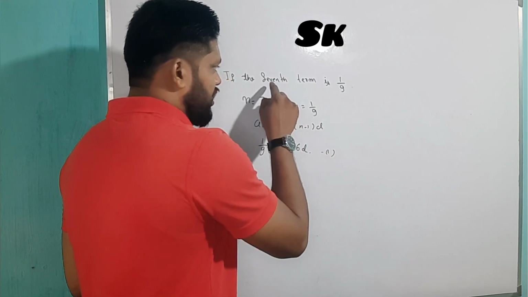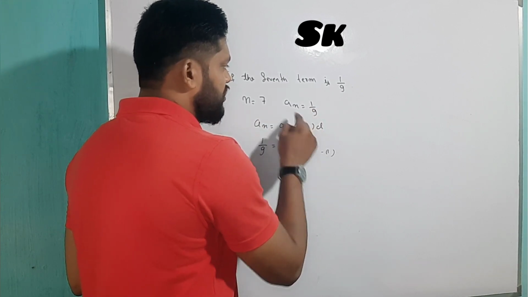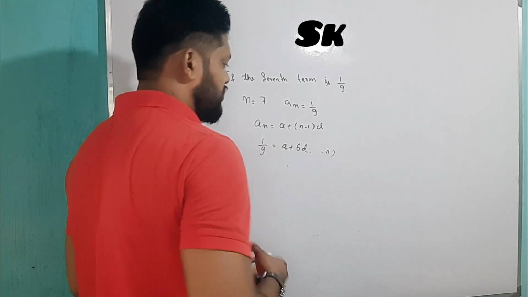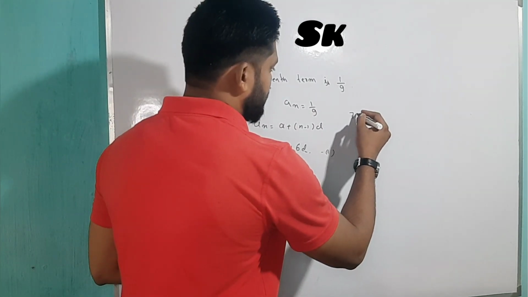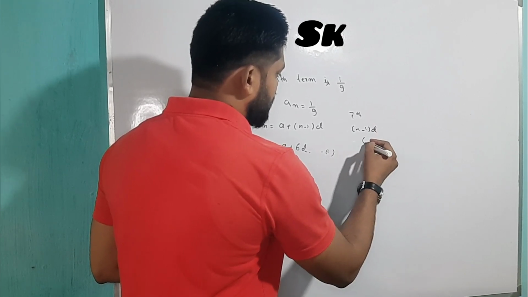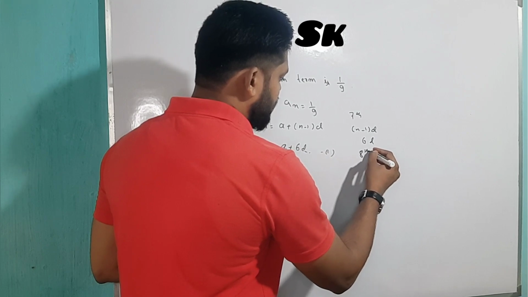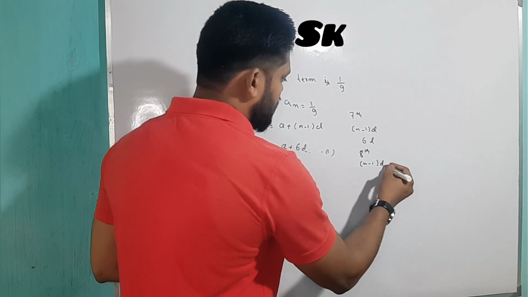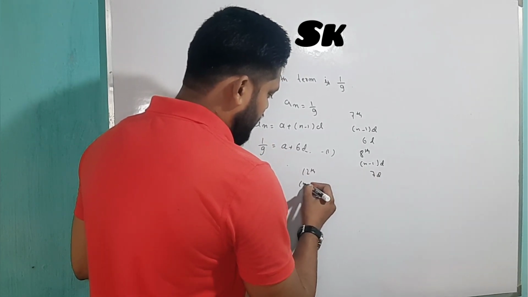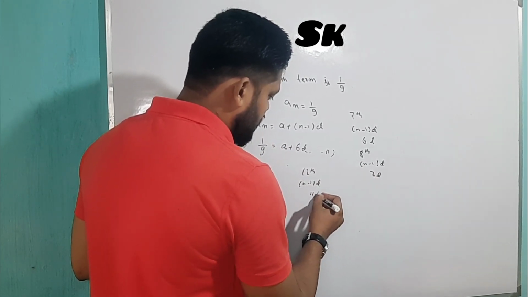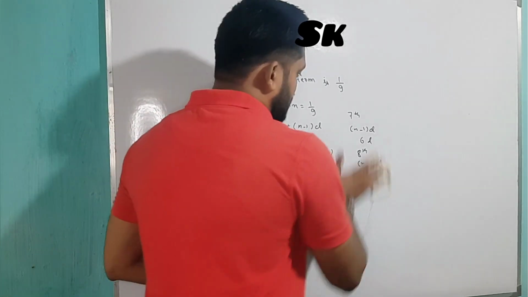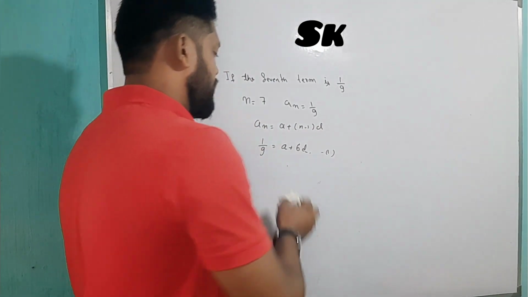N minus 1. If the 8th term is there, 7d. If you say the 9th term, 9 minus 1, so 8d. See, if they say 7th term, it will be n minus 1 d, so 6d. If the 8th term, n minus 1 means 7d. If they say 12th term, n minus 1 d, so 11d. By using this we will save our time, nothing else. It is a small thing which I needed to explain.